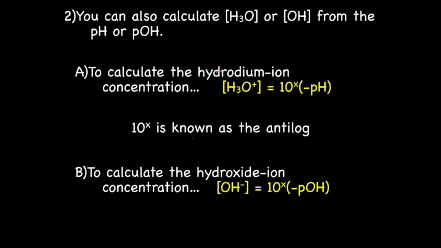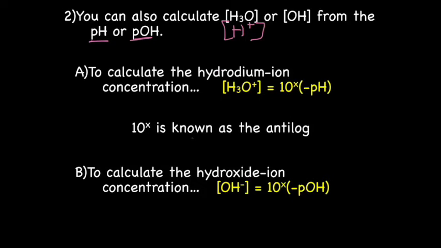So you can also calculate the concentration of H3O or the concentration of H+, remember those are interchangeable terms, or the concentration of OH from the pH or the pOH, which means if we know pH or pOH, we can use a new formula to calculate H3O or OH. So let's go over the formulas real quick and then we'll talk about what they mean and how to use them.